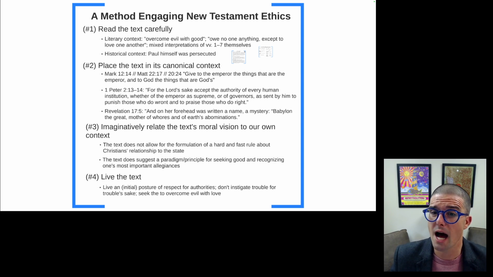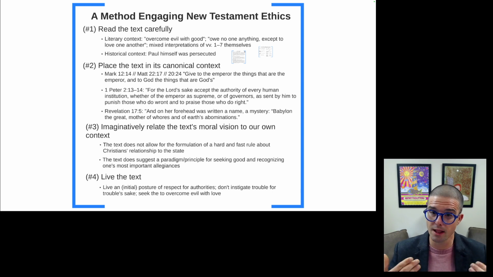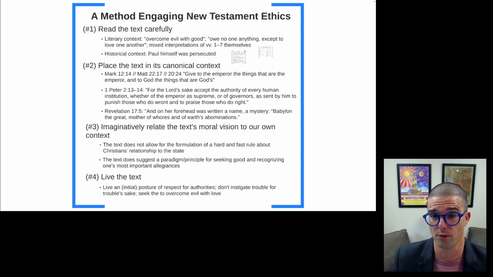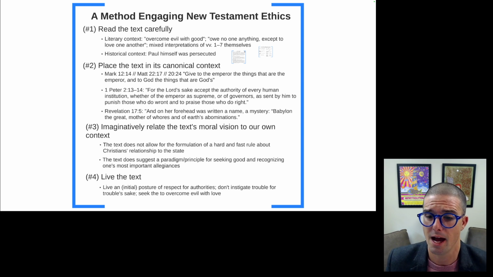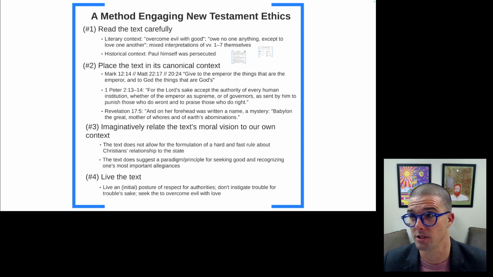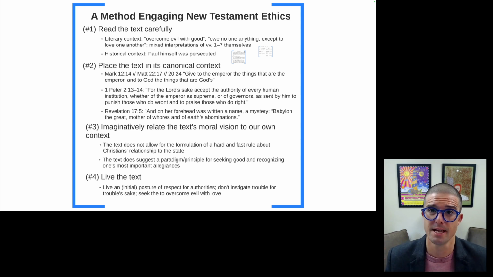And we are meant to not instigate trouble for trouble's sake, and we are to seek to overcome evil with love. And I think this is the most important part with respect to placing the text in its context. When we look at the literary context, we should not allow this initial posture of respect for authorities to overcome or overshadow overcoming evil with love. For Paul, that last bit, overcoming evil with love by living in cruciformity and living in community, is going to be more important than that initial posture. Paul can hold both of these things in mind while not suggesting only one course of action for all time and in all situations.